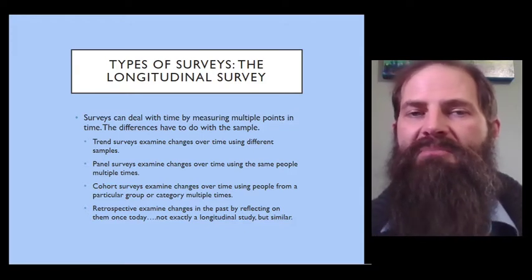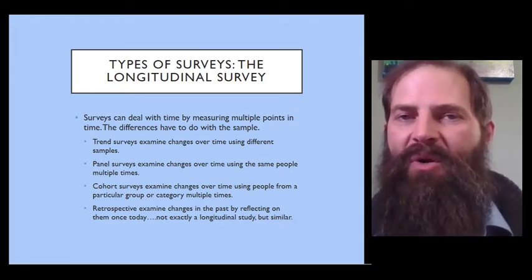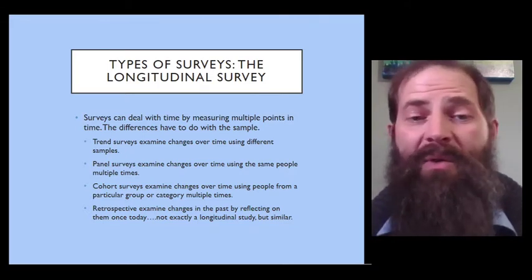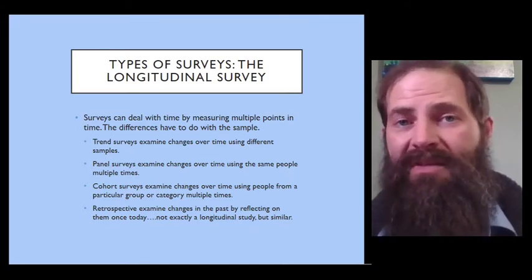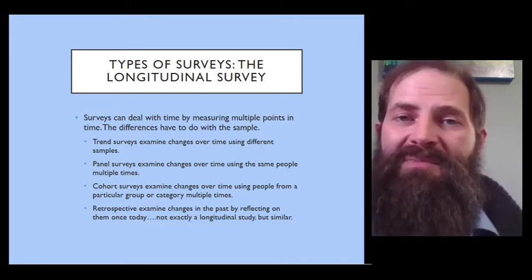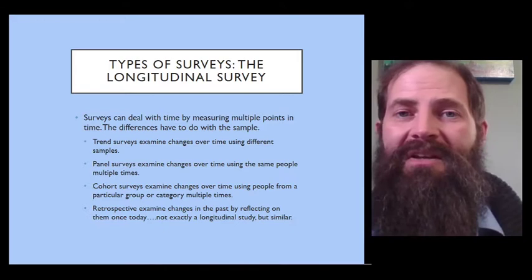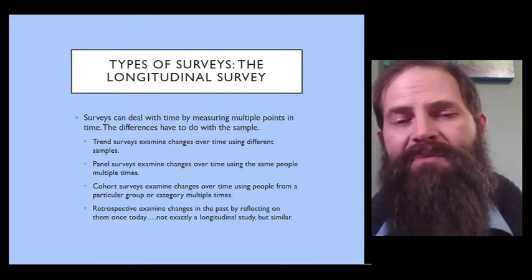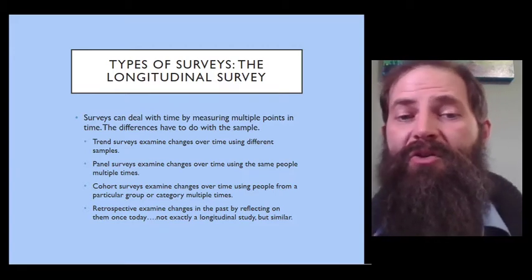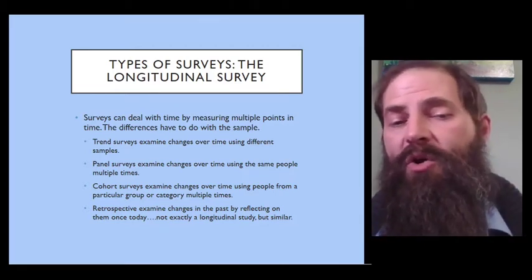Now, there's really a couple of different ways that we can go about doing a longitudinal survey. By the way, one really simple way is to do the same survey multiple times. It's not really something that we bring up, but it's kind of something to consider. You can take your cross-sectional survey and simply do it multiple times. But some specific ways that we practice longitudinal surveys include trends, panels, and cohorts.